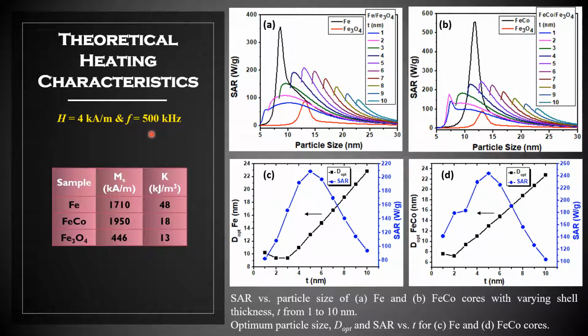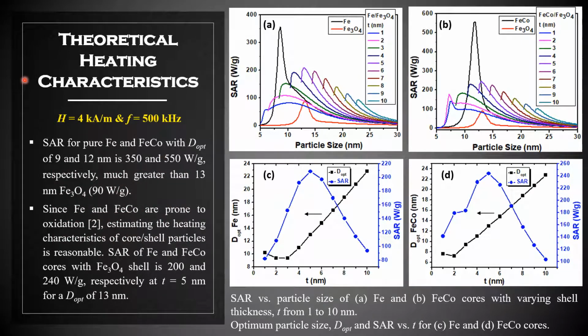The table shows the magnetic properties of the pristine materials which were used in the theoretical simulations, where Ms is the saturation magnetization and K is the magnetic anisotropy. Figures A and B show the SAR versus particle size of Fe and FeCo cores respectively with varying shell thickness from 1 to 10 nanometers. Figures C and D show the optimum particle size for maximum SAR, d-opt in the left y-axis and SAR in the right y-axis as a function of T for Fe and FeCo cores respectively.